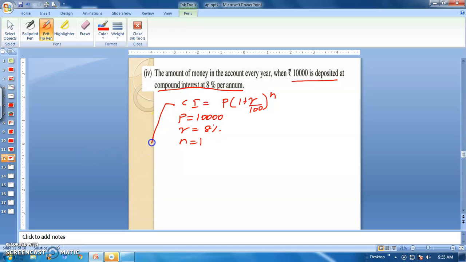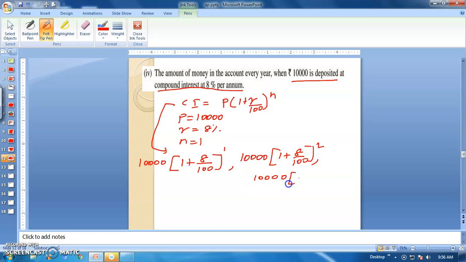If you put n equal to 1, it becomes 10,000 into 1 plus 8 by 100, whole to the power 1. This is for the first term. For the second term, n equal to 2: 10,000 into 1 plus 8 by 100, whole to the power 2. And the third term: 10,000 into 1 plus 8 by 100, whole to the power 3, etc. It keeps going on. Now I'm going to check whether it forms an AP or not.